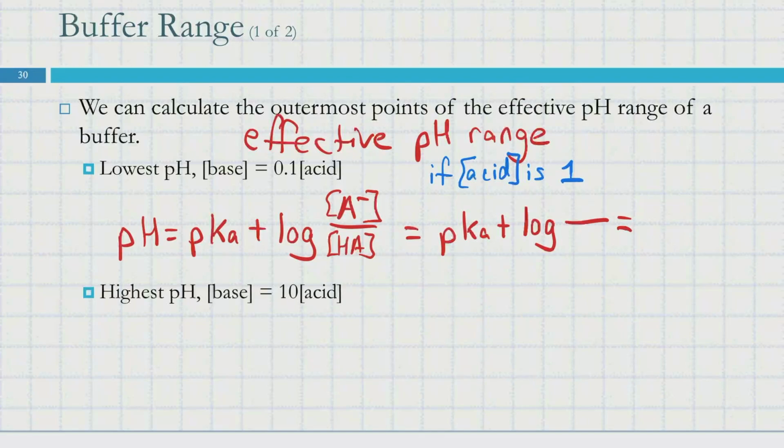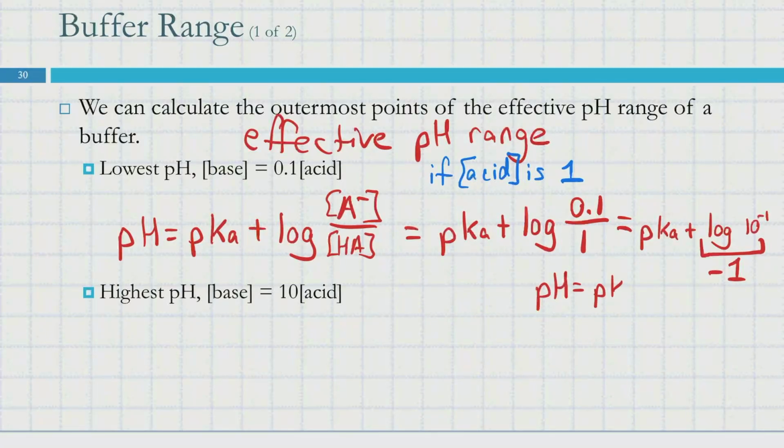Okay, so we've got 0.1 over 1. So we've got 1/10 the amount of base compared to our acid. So we've got pKa plus log of 10 to the minus 1, or 1/10. The log of 10 to the minus 1 returns a value of -1. So our lowest pH that we would want to see is the pKa minus 1 unit.